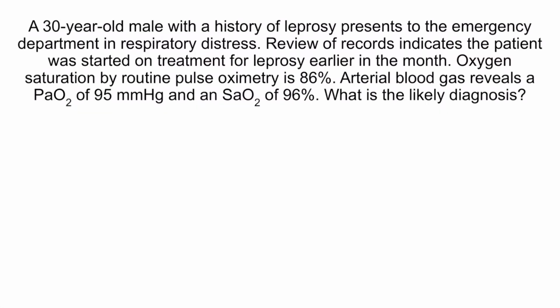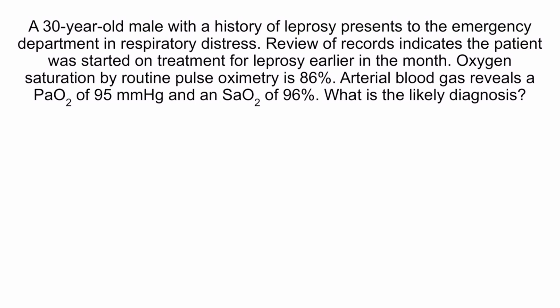All right, let's try another question. A 30-year-old male with a history of leprosy presents to the emergency department in respiratory distress. Review of records indicates the patient was started on treatment for leprosy earlier in the month. Oxygen saturation by routine pulse oximetry is 86%. Arterial blood gas reveals a PaO2 of 95 millimeters of mercury and an SaO2 of 96%. What is the likely diagnosis?